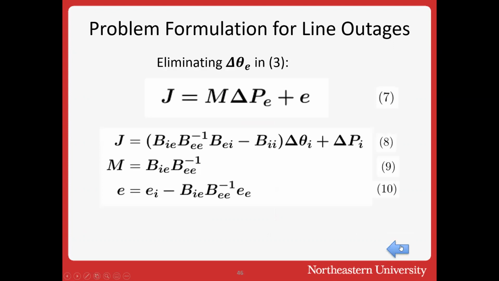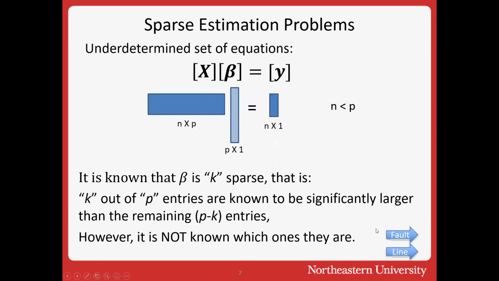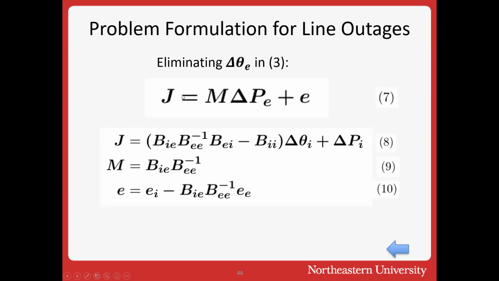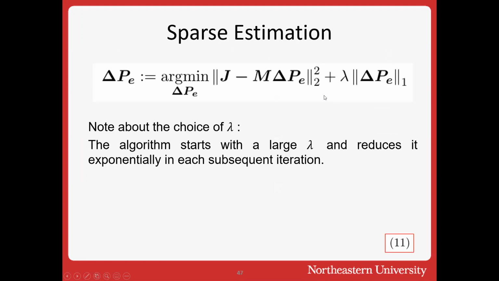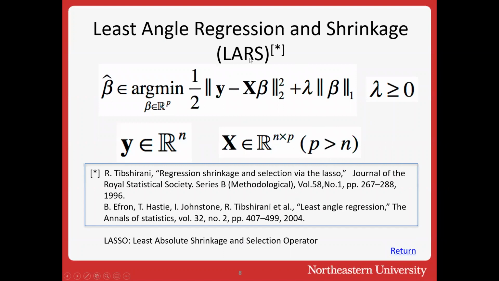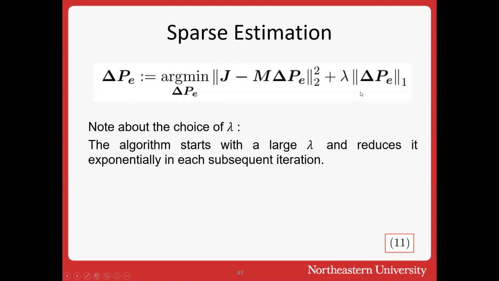So therefore, this picture is very much like that picture, and we can use these sparse estimation problem solvers to solve this problem for delta PE. And this is precisely what we do. We apply the lasso algorithm to this, and I'm going to skip this from here, but you can certainly remember this general formulation. That's exactly what we are using here to solve this lasso problem.